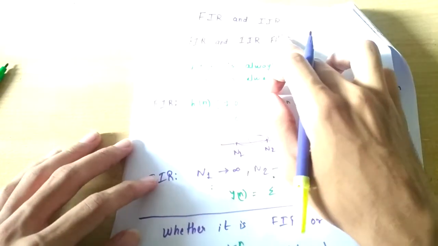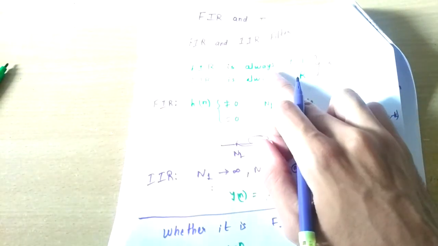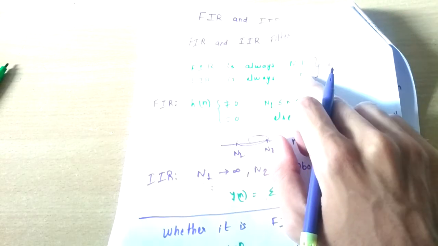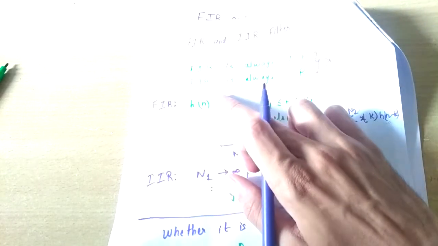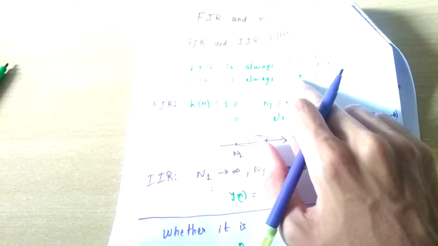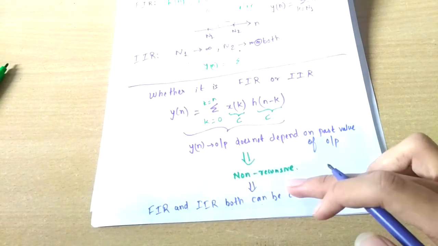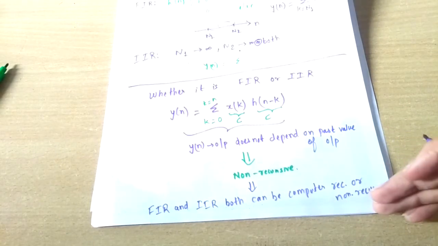In other words, this last line is nothing but our first line which I mentioned over here, that FIR is always a non-recursive filter, whereas IIR is always recursive. But it is not the case. We just proved that both can be computed either recursively or non-recursively.